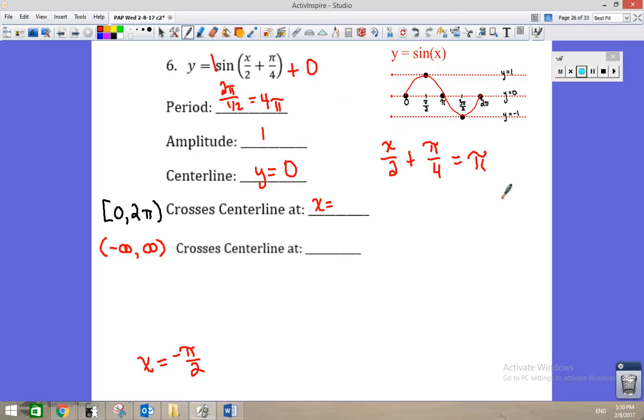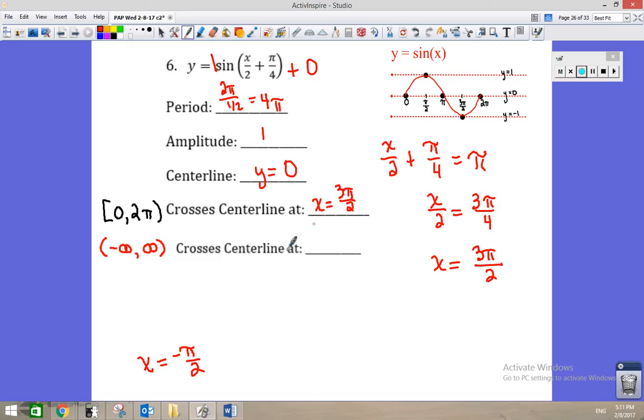If we solve this equation, if we replace this x over 2 plus pi over 4 with pi, we know the sine of pi is 0. So let's solve this for x so that will be 0. If we subtract pi over 4 from each side, pi minus pi over 4 is 3 pi over 4. If I multiply by 2, then the factor of 2 will cancel here, and I'll have 3 pi over 2. Now 3 pi over 2 is bigger than 0, and it is smaller than 2 pi.